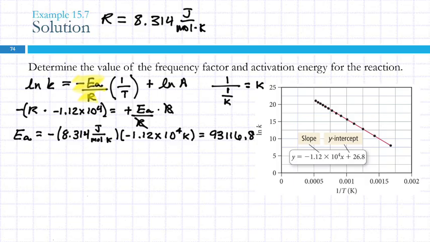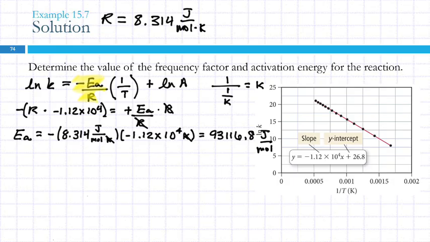So what are the units on that? Joules per mole. The Kelvins are going to cancel out. So that's the activation energy.